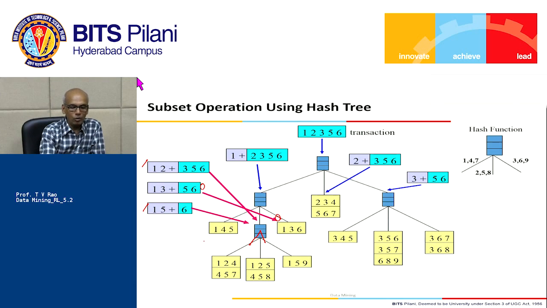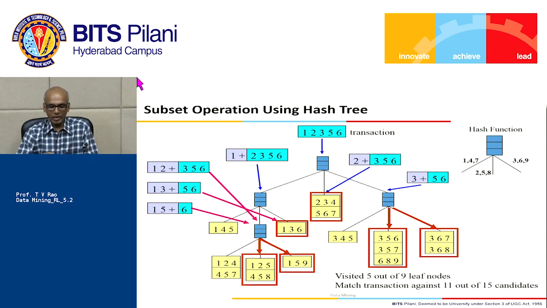We saw no need to worry about this path at all. So that way we are going to get, for example, 3, and then we have only 5, 6, so we don't need to go through this path. So we are eliminating some of the paths, which means that we are eliminating some of the comparisons. Now we can see that we needed to visit only 5 out of the 9 leaf nodes, and we needed to make only 11 out of the 15 candidates for comparison.